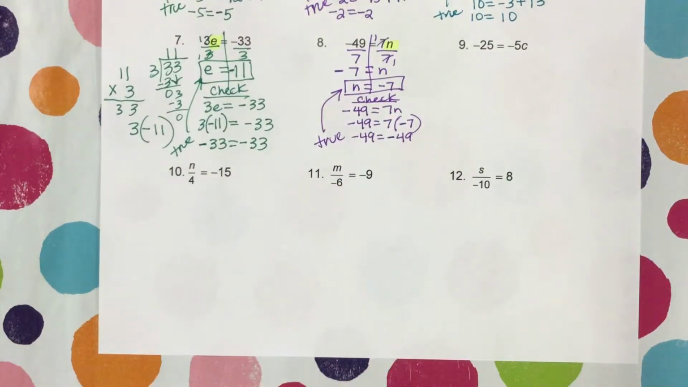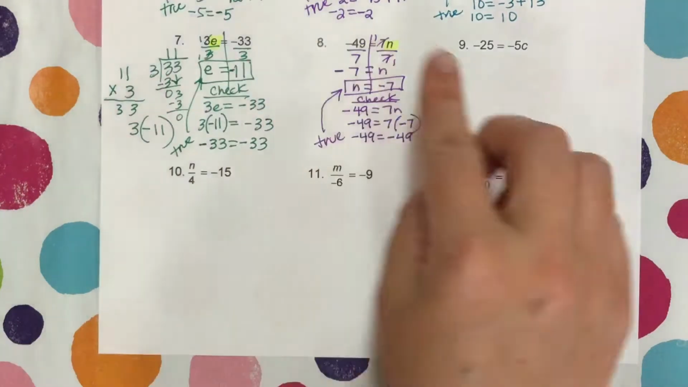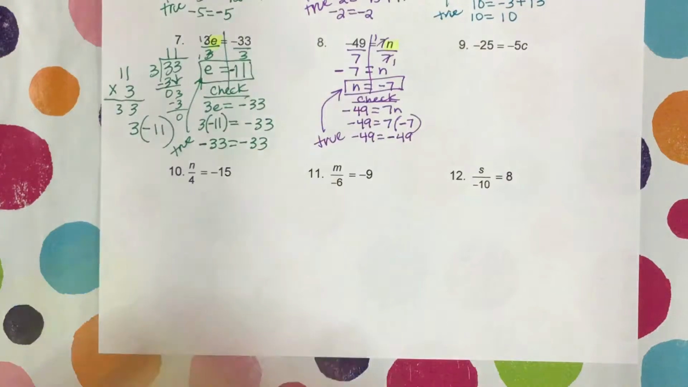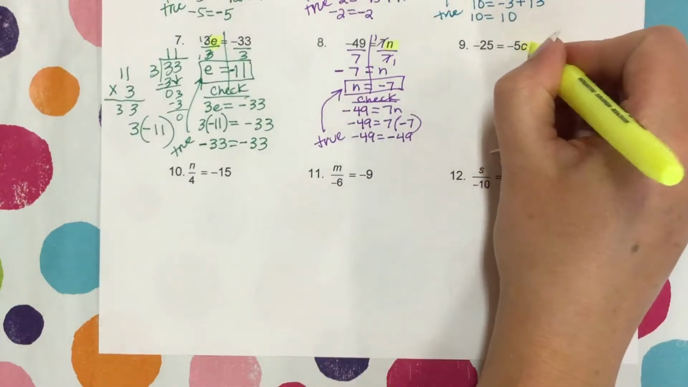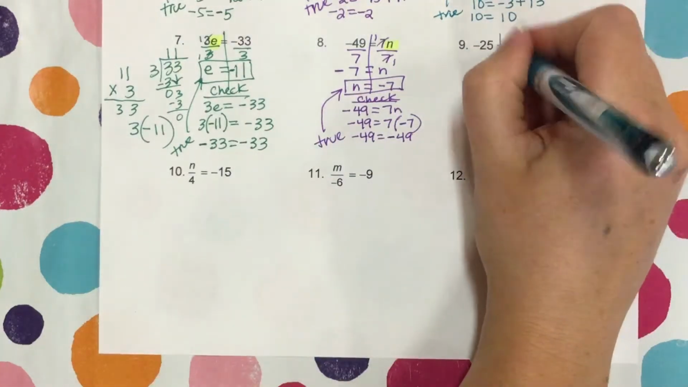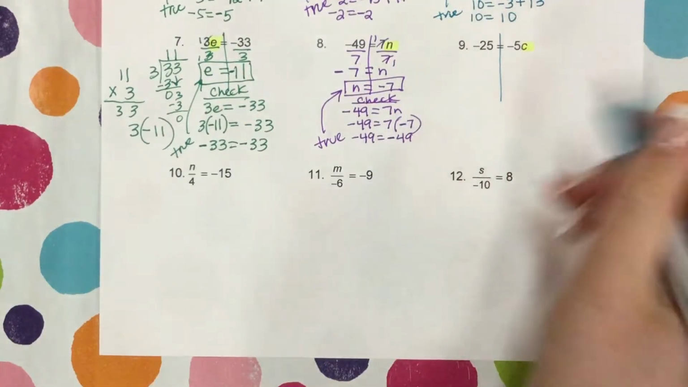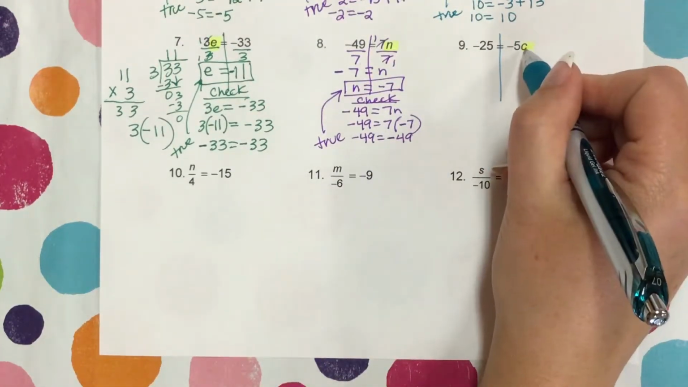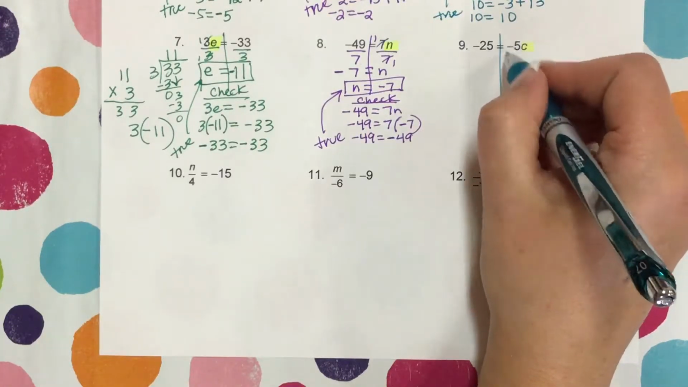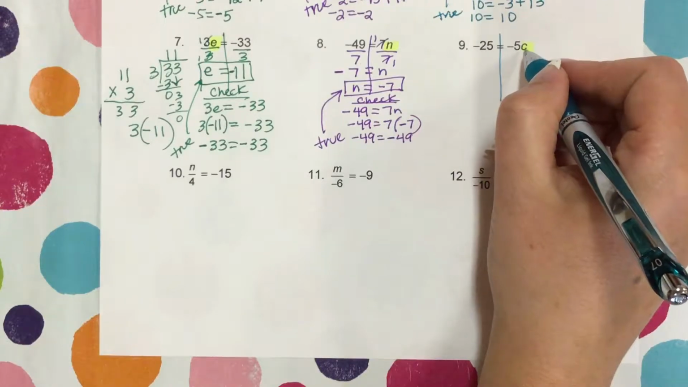Okay, we're going to move on to number 9. Negative 25 equals negative 5c. We're trying to get c by itself. The big question is, is c by itself? And it is not. There's this negative 5. Well, how is the negative 5 related to c? This is negative 5 times c. So negative 5 is related to c through multiplication.